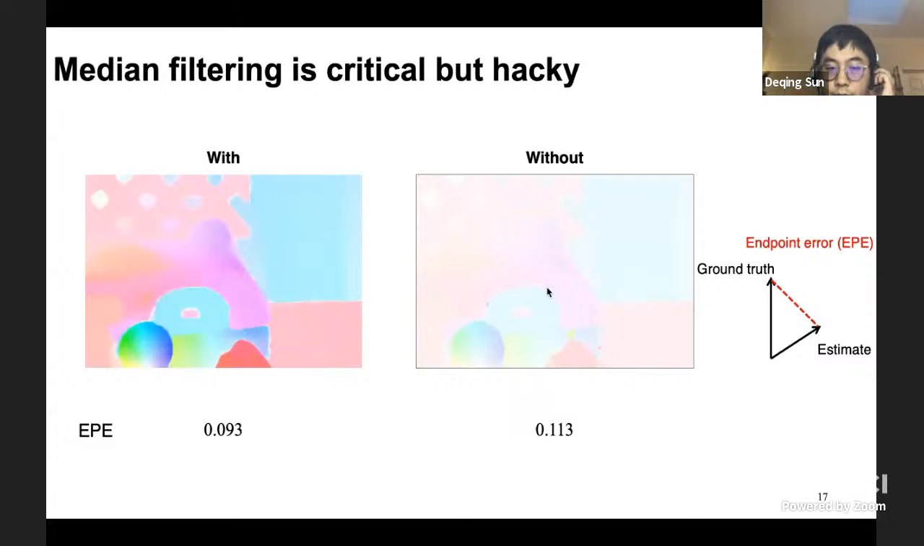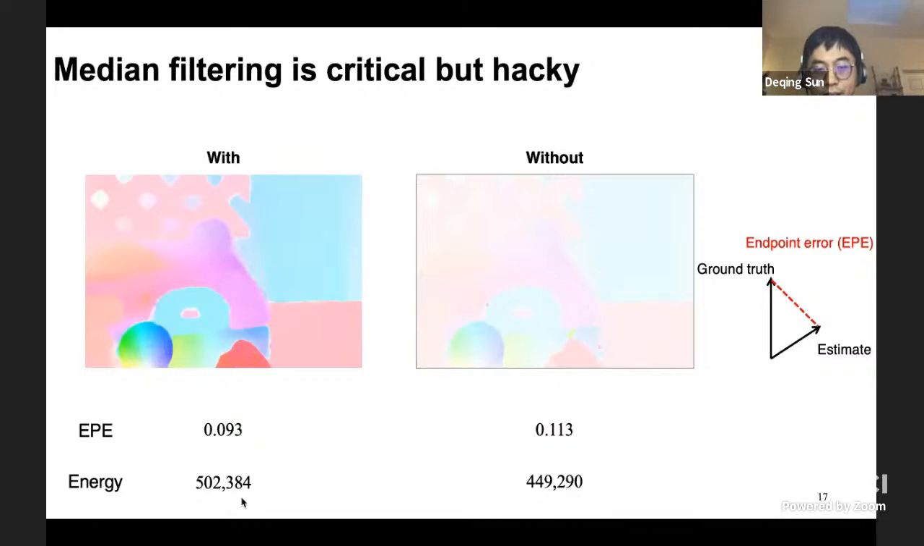But one interesting thing we observed is if we look at the energy of these two solutions. This one has the lower endpoint error, that means better or closer to the ground truth, but it has higher energy. So this is kind of puzzling because we want to minimize the energy function, and we believe when we reach the minimum, we can reach the good solution. But this one seems to suggest a different story.